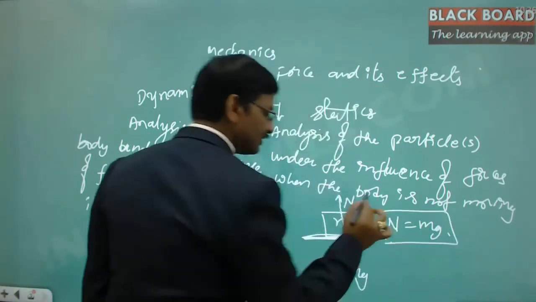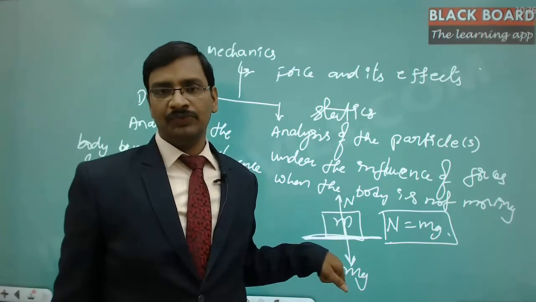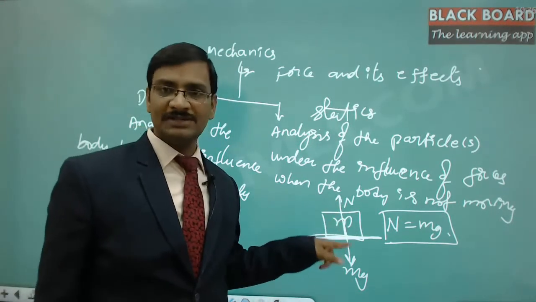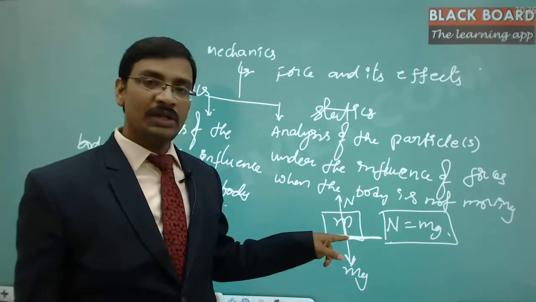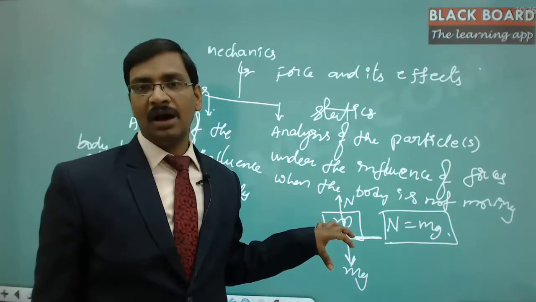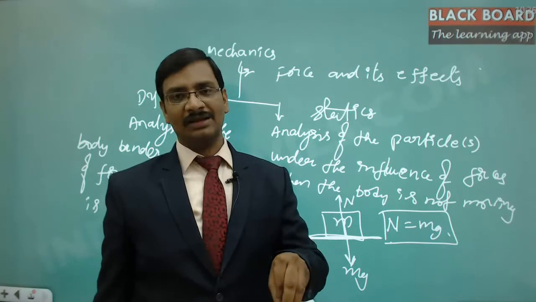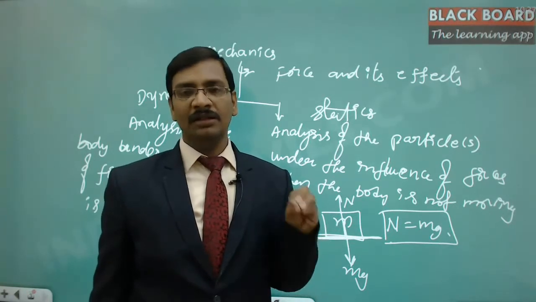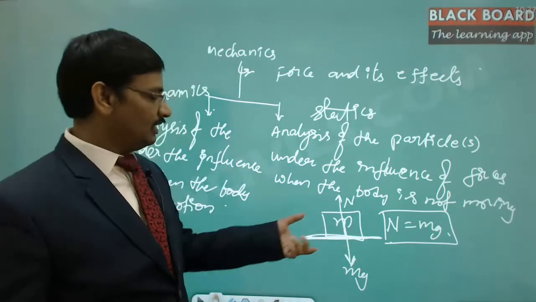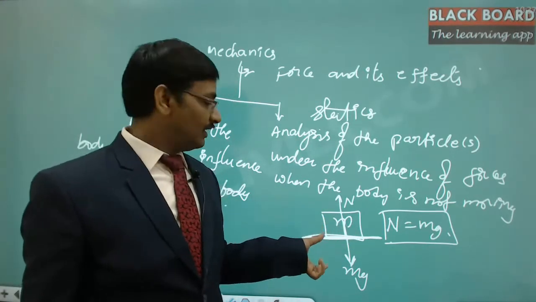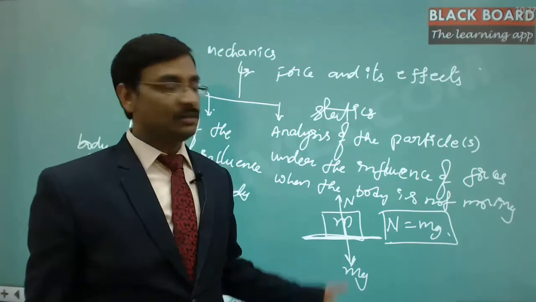If this is the case, then we can be sure that this particle is not going to move. But there are two different forces acting on it: one is the weight and another is the normal reaction. These two together keep the body under equilibrium condition. Equilibrium means that even though forces are acting, if the body is not moving anywhere, then we say it is under equilibrium. So the body is under equilibrium even under the influence of two different forces. This is called statics.